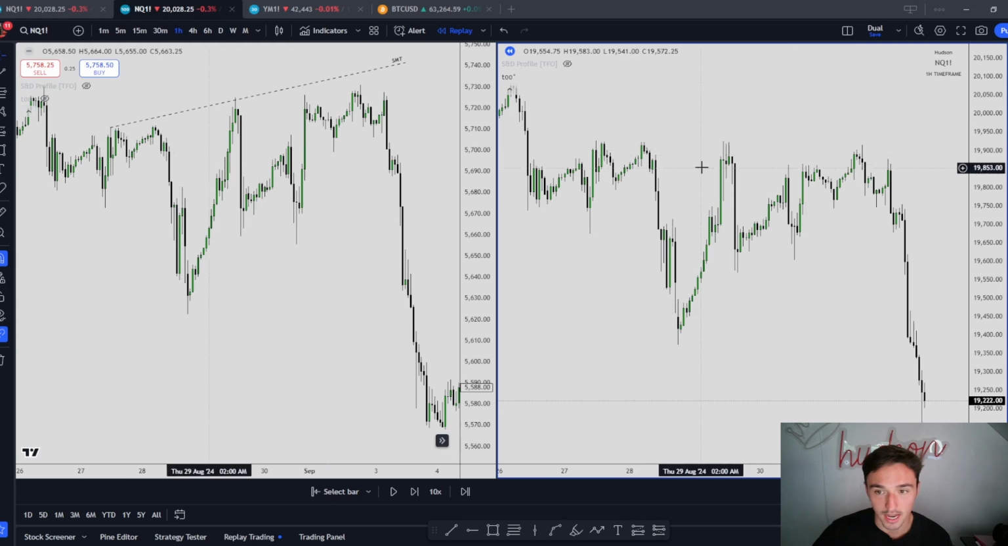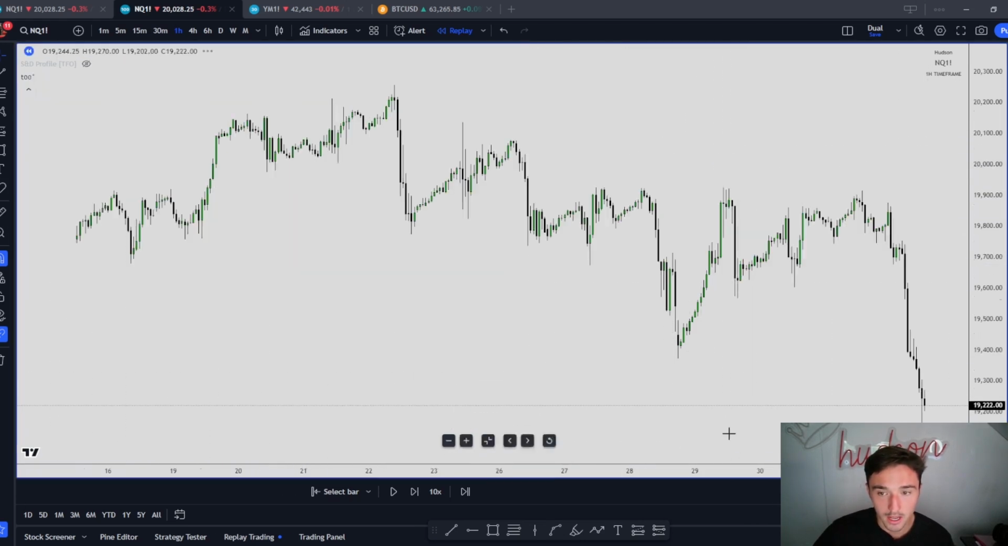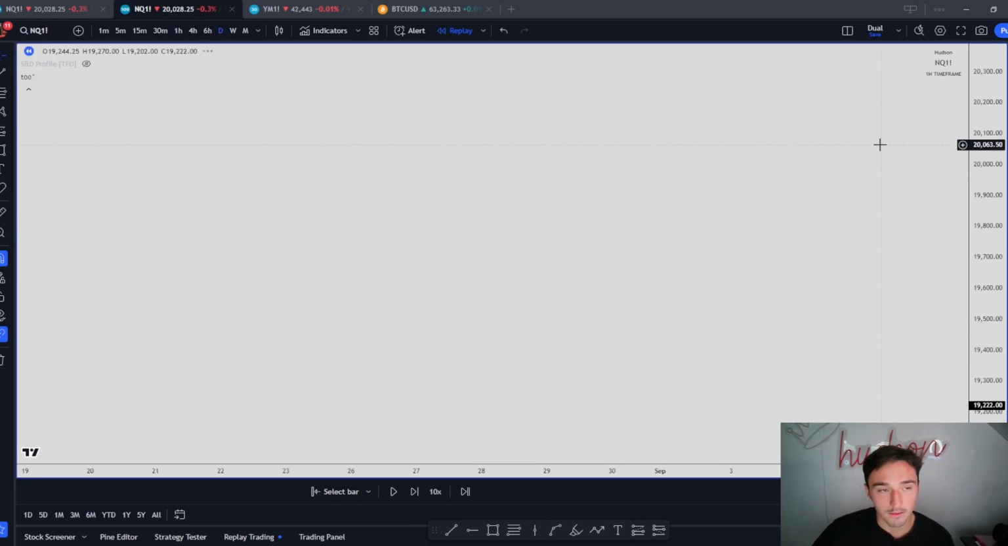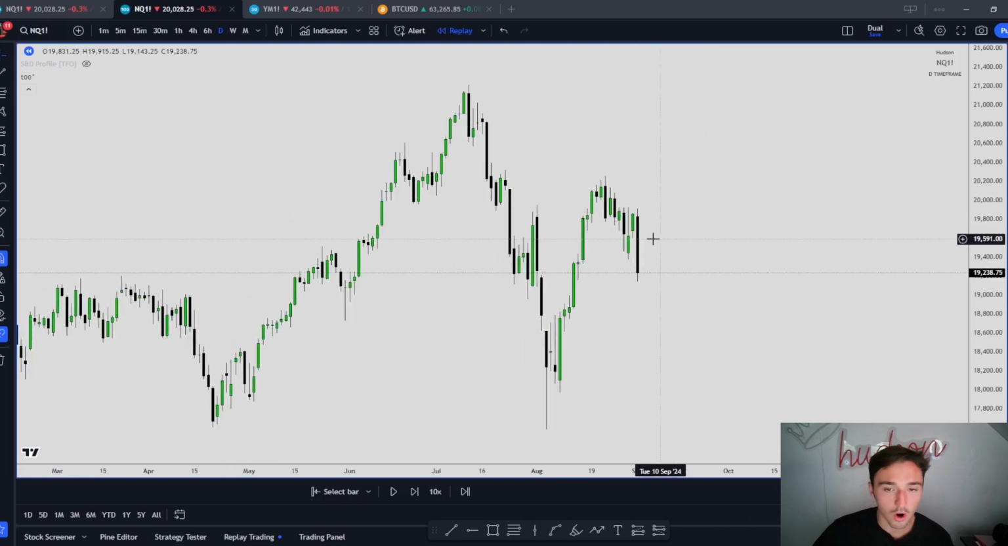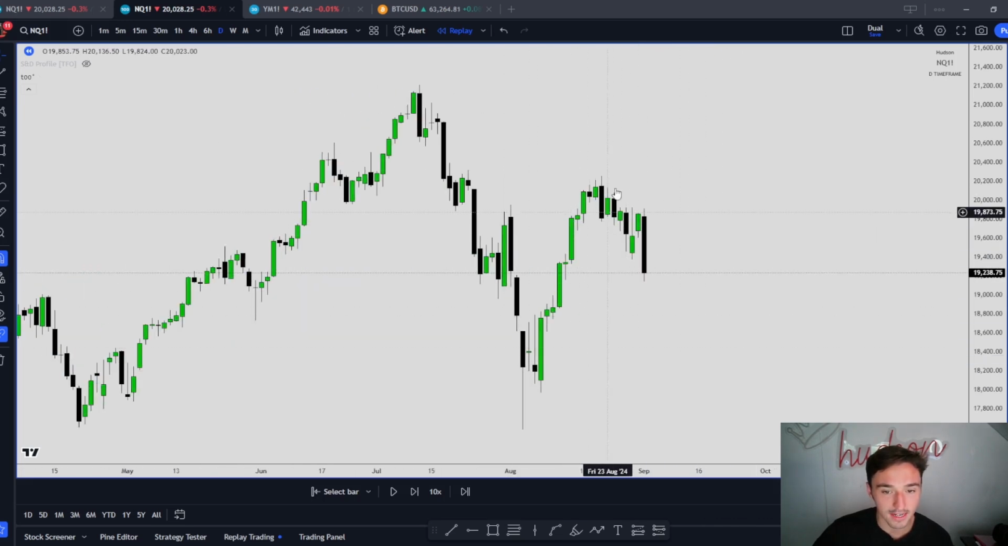ES has taken all these highs out. NQ does not need to, right? So now that we have got that out of the way, let's head to the daily chart. What are we doing, right? We have had an expansion higher. What are we most likely going to do, right?